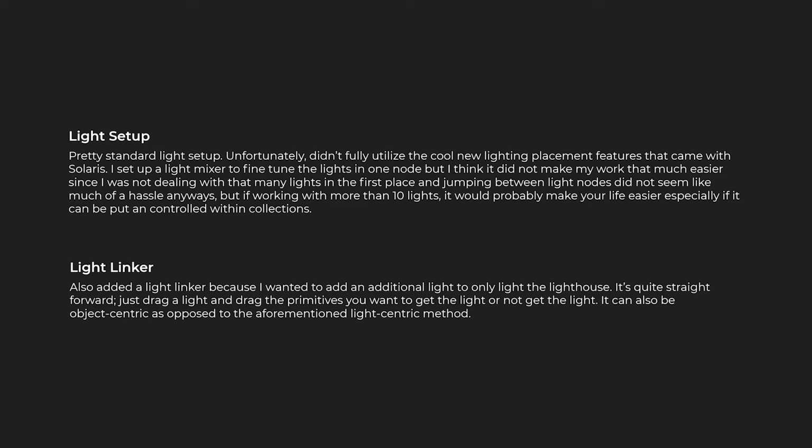I also used a light linker at the end of everything. I wanted to add a rim light just for the lighthouse so that it looks nicer, but I didn't want that rim light to affect anything else because everything else looked fine, except I think the lighthouse would look a lot better with some rim light. So I made a rule where this rim light does not affect anything else except this lighthouse. If you're familiar with how it works in Maya, it could be object-centric and also light-centric. You just have to drag either the lights or the objects into the rule area.